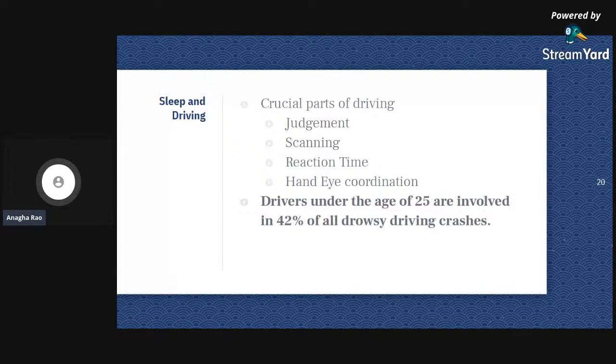So drowsiness can increase the effects of alcohol. So when we're already having alcohol, and then we're tired, let's say we had a long night out until 2 a.m., then we're facing the effects of drowsiness and alcohol. Fun fact, drivers under the age of 25 are involved in 42% of all drowsy driving crashes.